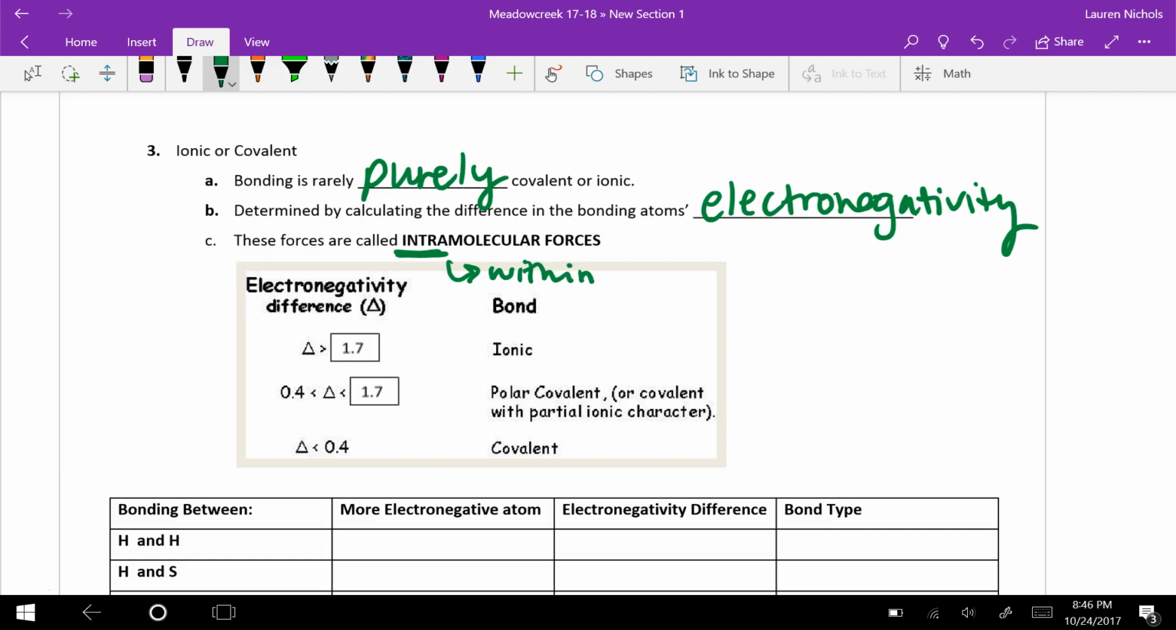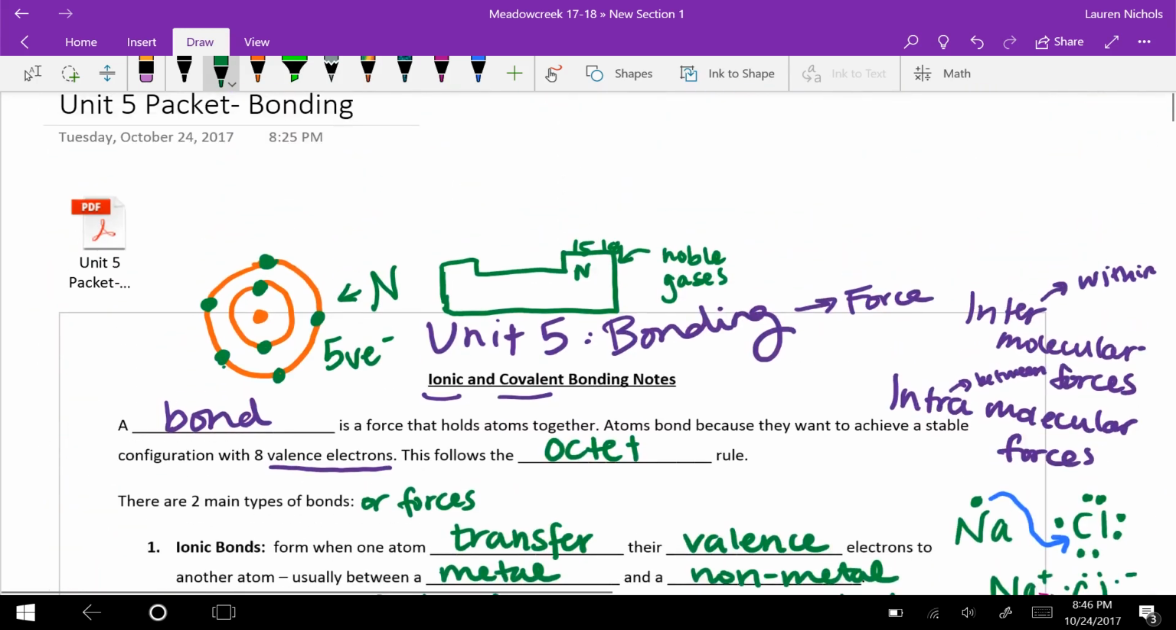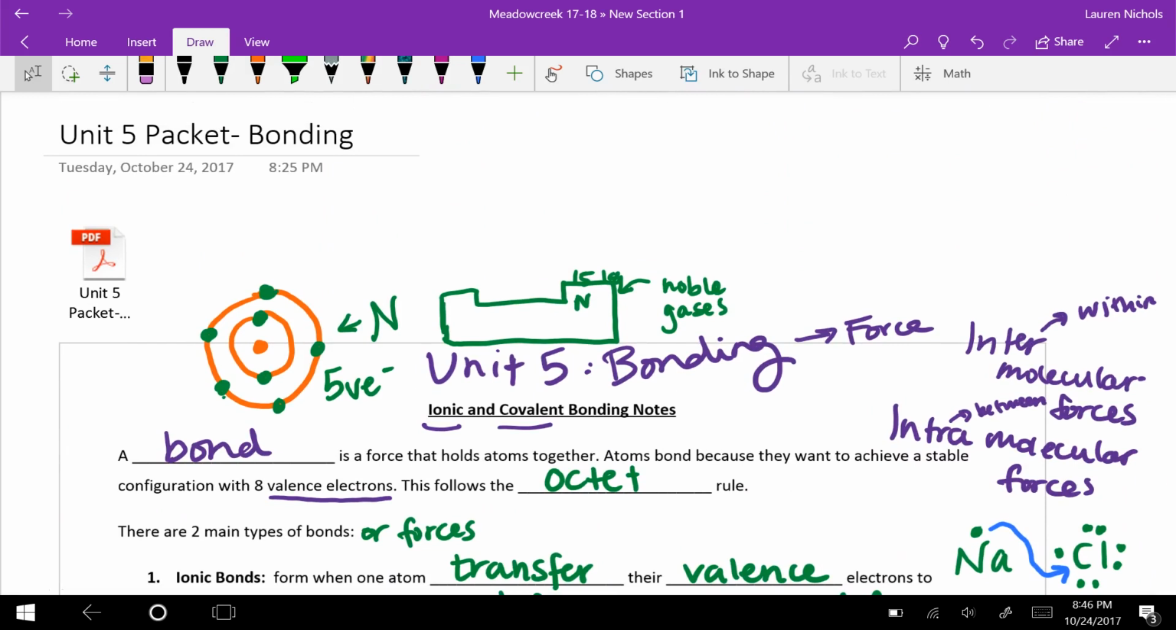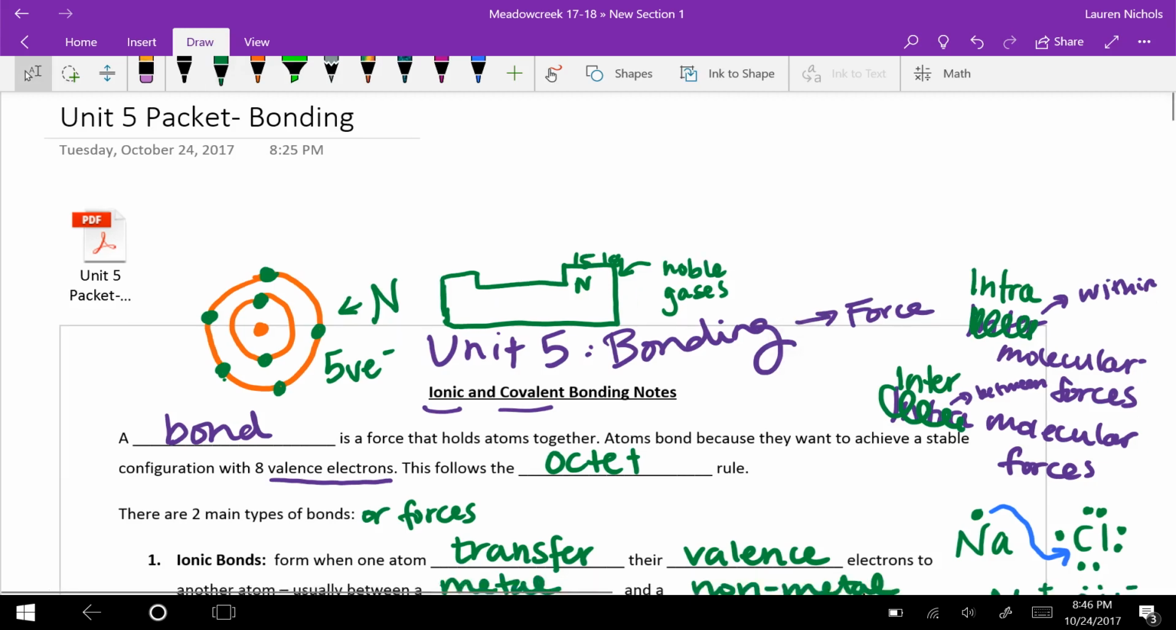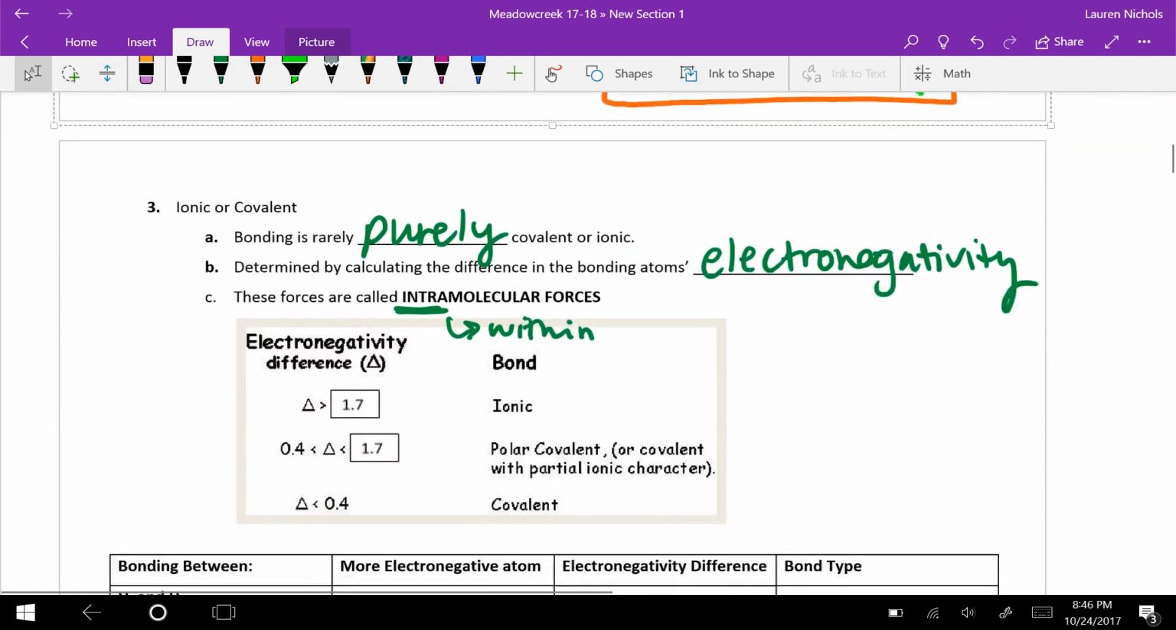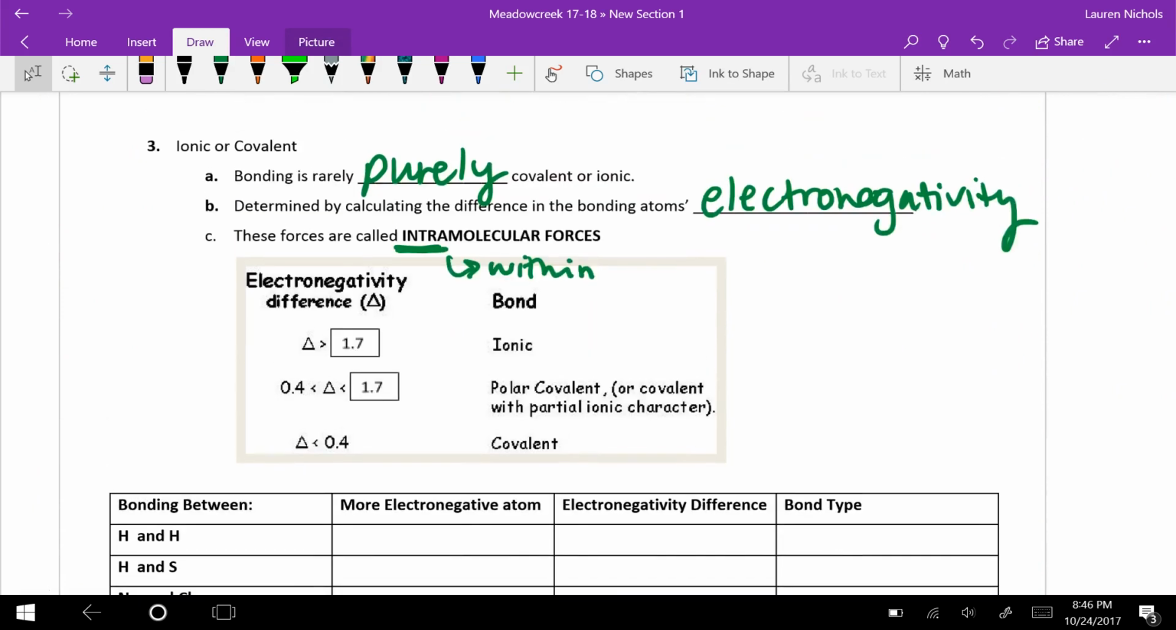Did I say that backwards at the beginning of the video? Let's double check Miss Nichols' craziness. I did say that backwards. So let's go back and fix that. Intramolecular forces, intermolecular forces. See, sometimes even your teachers can get it backwards. So intramolecular forces are within the molecule. So ionic bonds, covalent bonds are within the molecule.